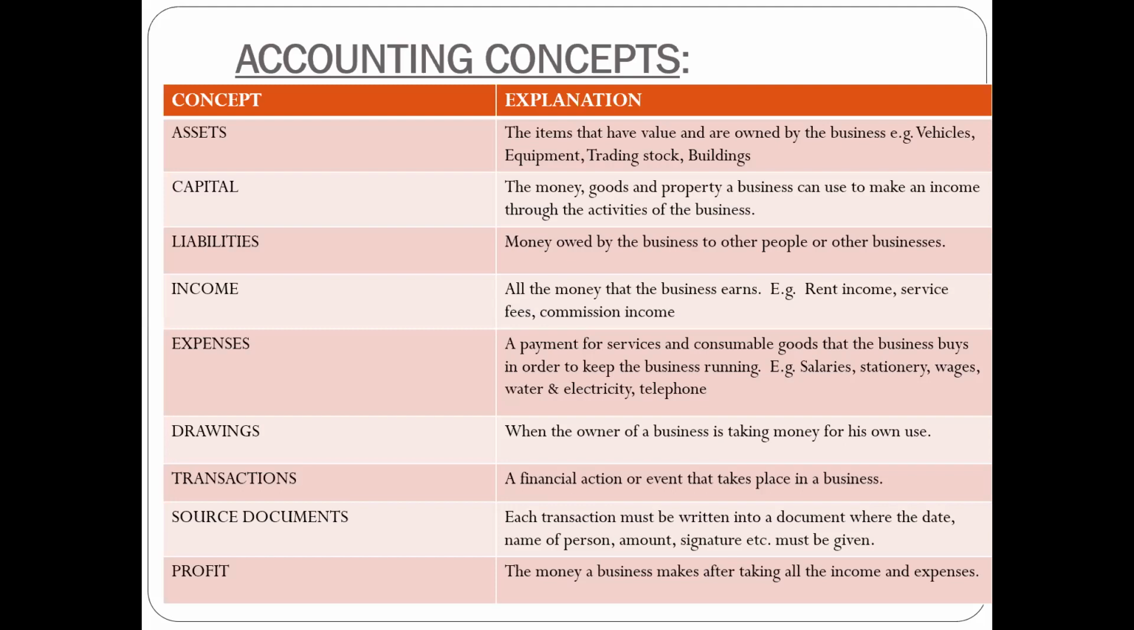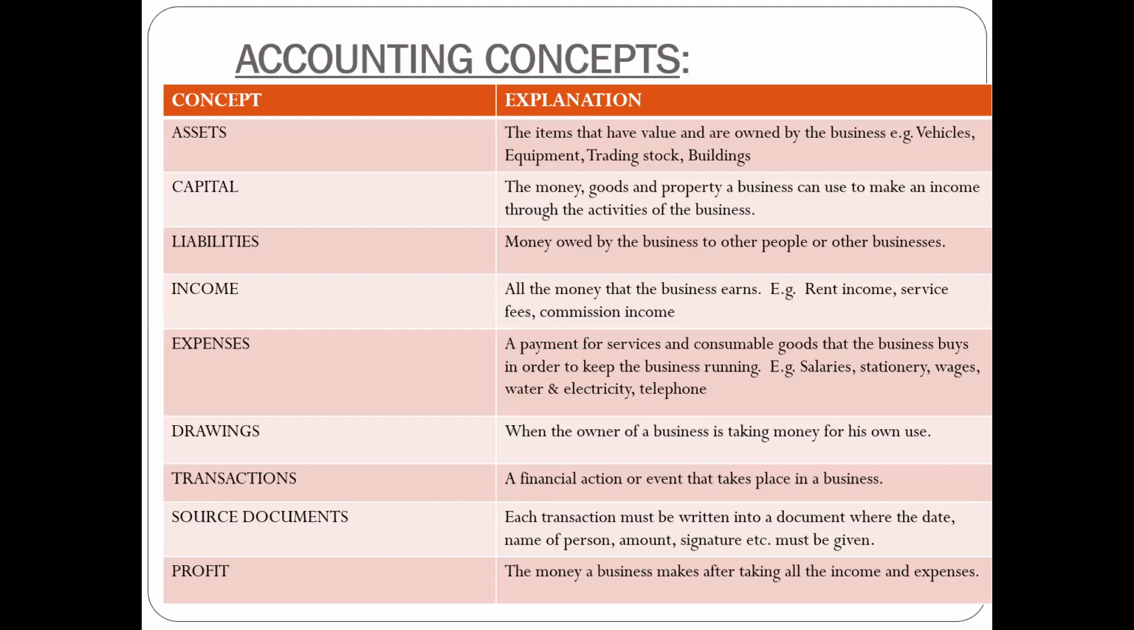I'm going to repeat all these things quickly, okay, before we continue. So let's just repeat those first 4 first. Assets, okay, what is assets? Remember, assets is things that you can see and touch, like equipment, trading stock, buildings, vehicles. It's items that have a value and are owned by the business. Capital, right? That's the money or the goods and the property a business can use to make an income, meaning if they have a property, they can sell that property to get some money in.